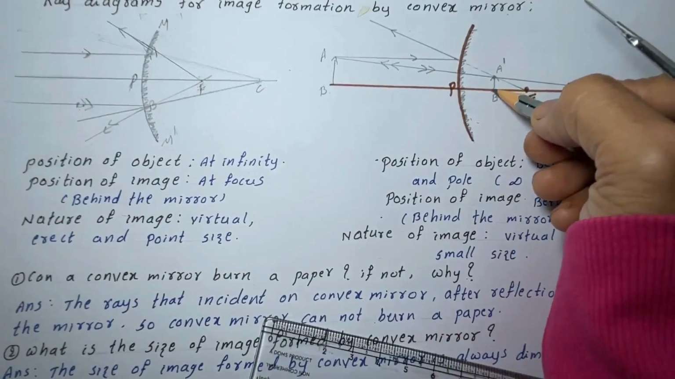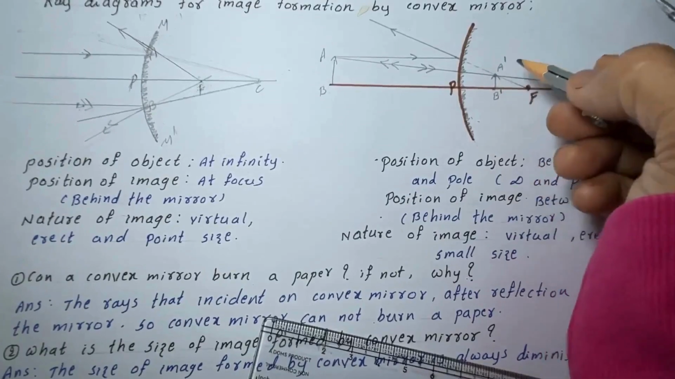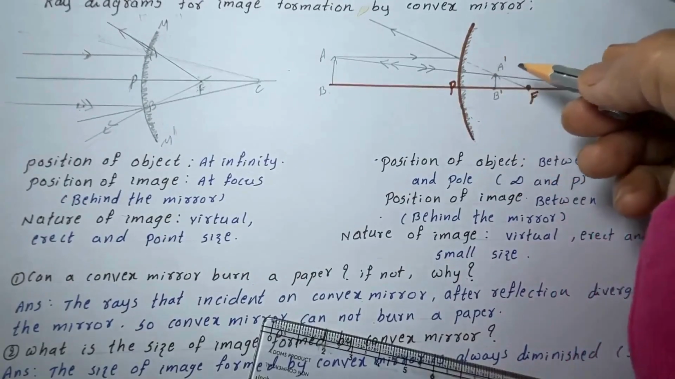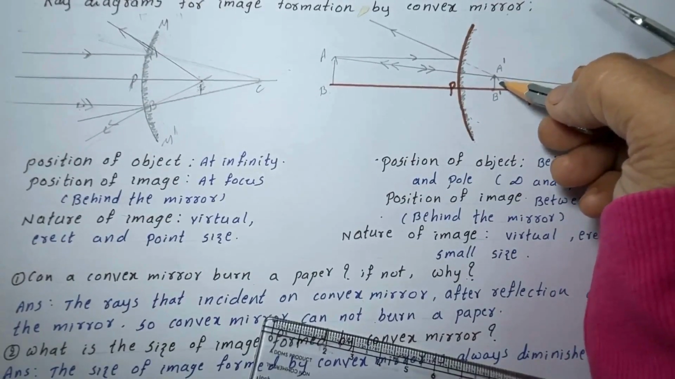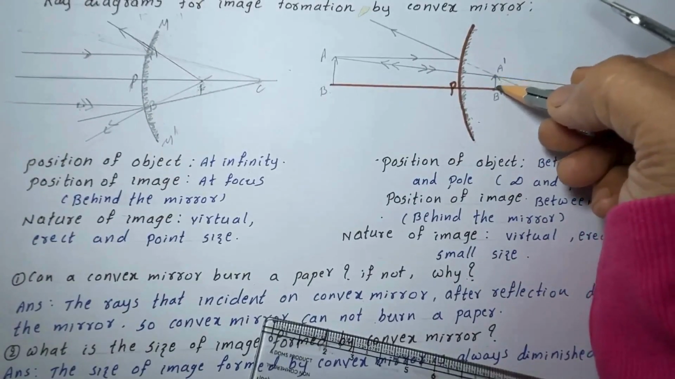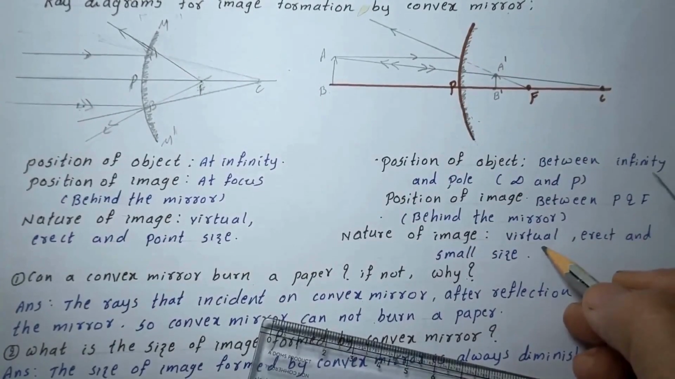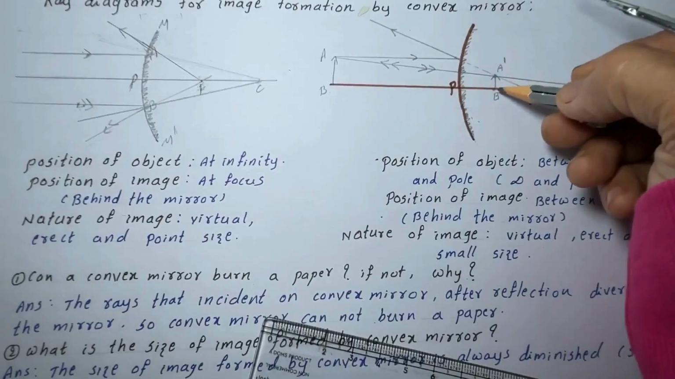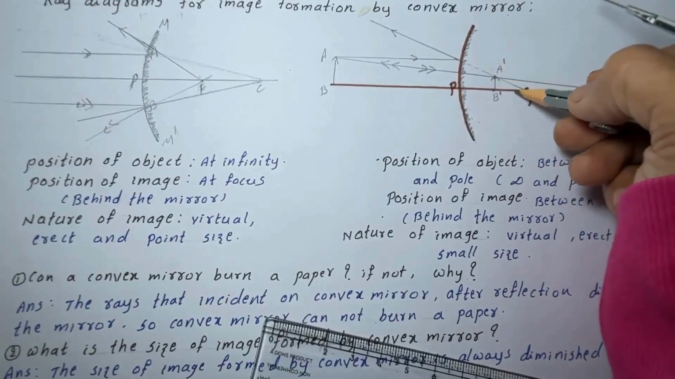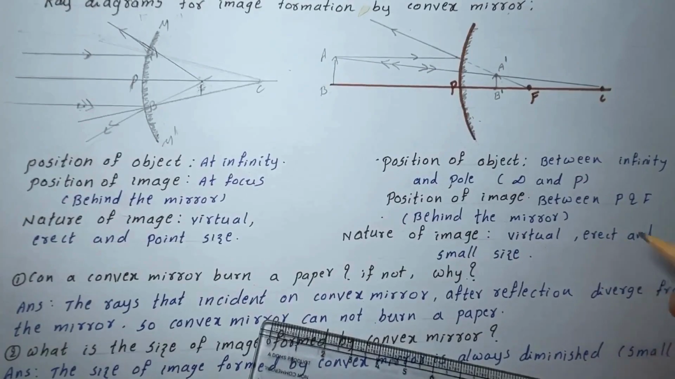But these reflected rays do not actually intersect at this point. These are the extended rays of the reflected rays. So by the extended rays of the reflected rays, the image has formed, so this is a virtual image. And its upside is upward of the principal axis, so this is an erect image.